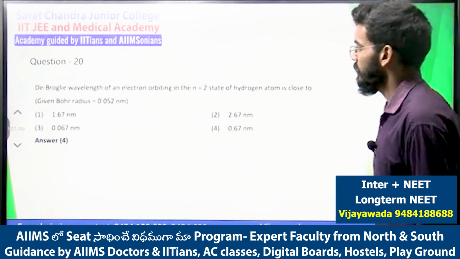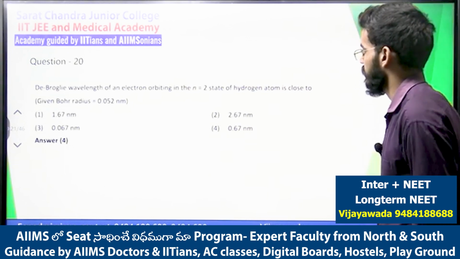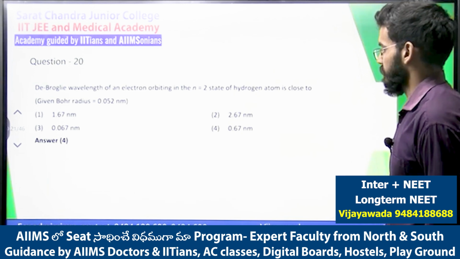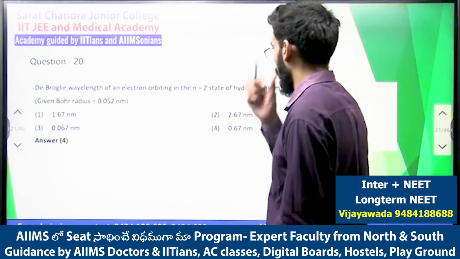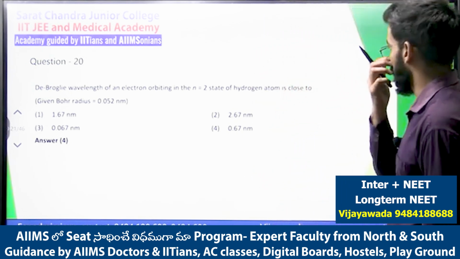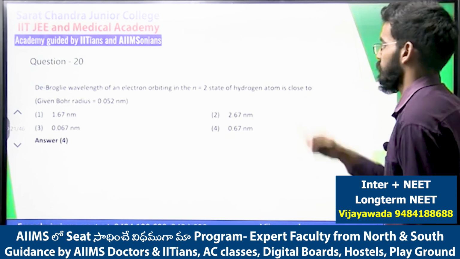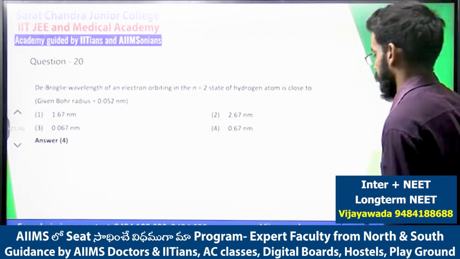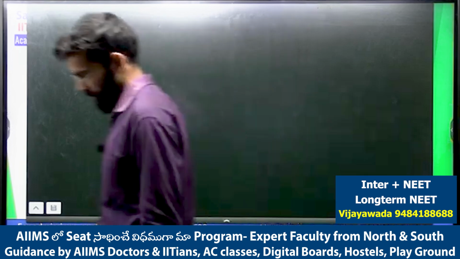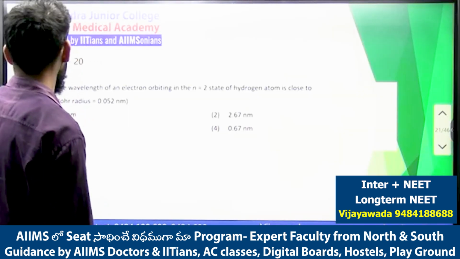20th. de Broglie wavelength of an electron orbiting in the n equal to 2 state of the hydrogen atom is close to. So n equal to 2 state he gave and Bohr radius he gave. Okay, fine. So what he is asking, de Broglie wavelength.